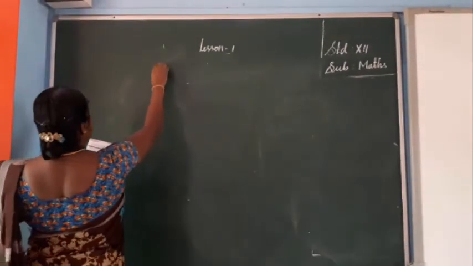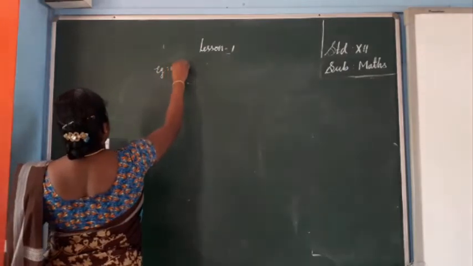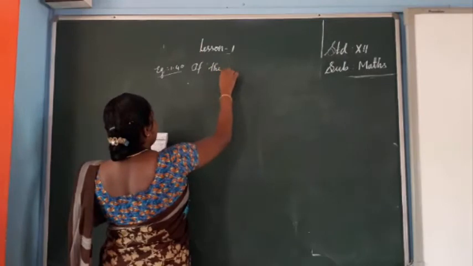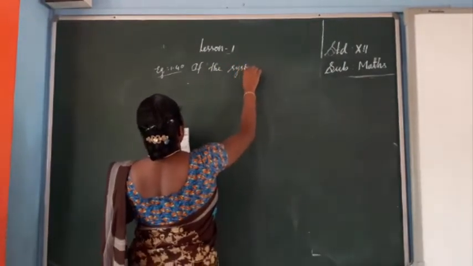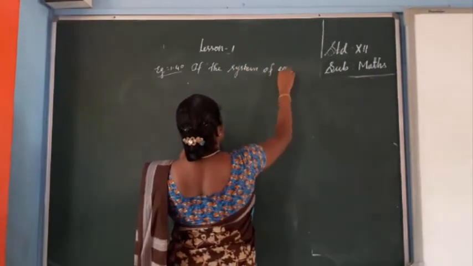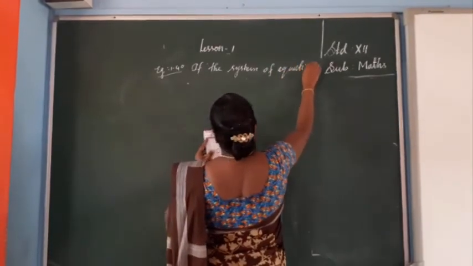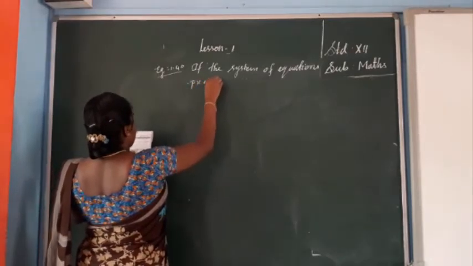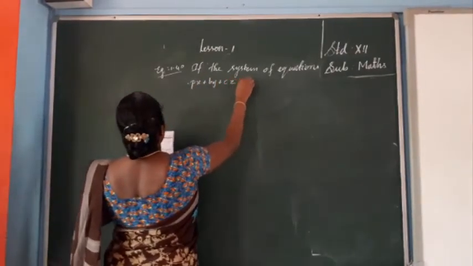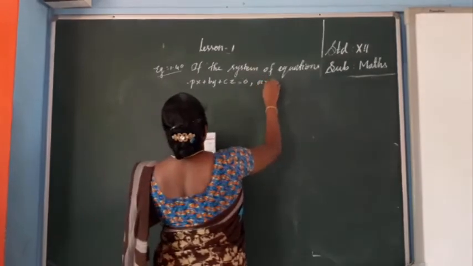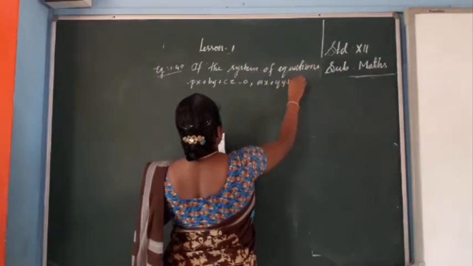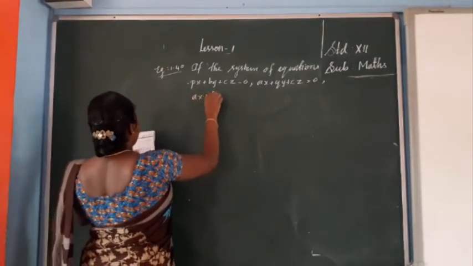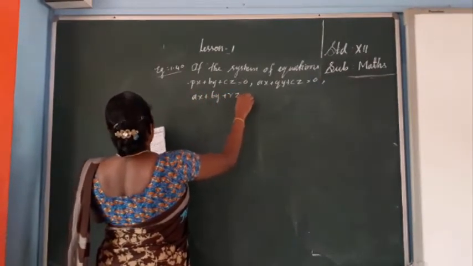The next problem, example 1.40. If the system of equations px plus by plus cz equal to 0, ax plus qy plus cz equal to 0, ax plus by plus rz equal to 0.